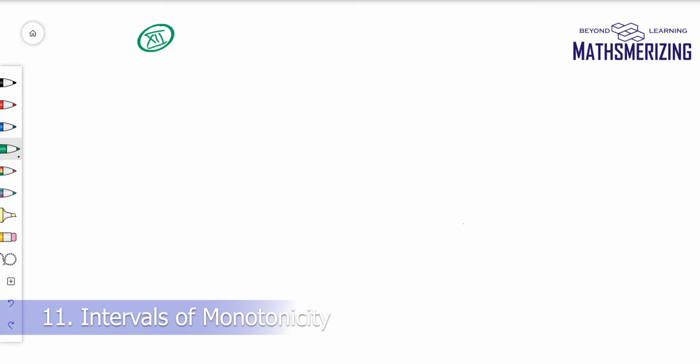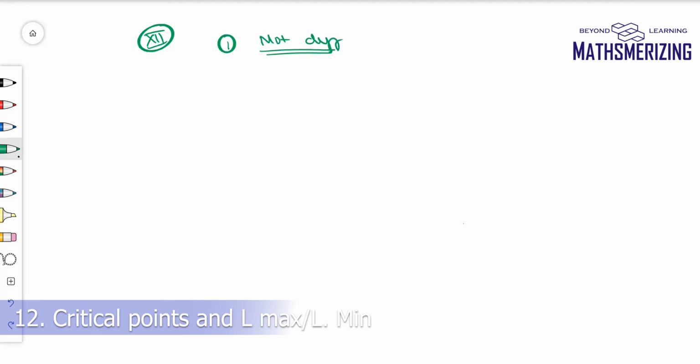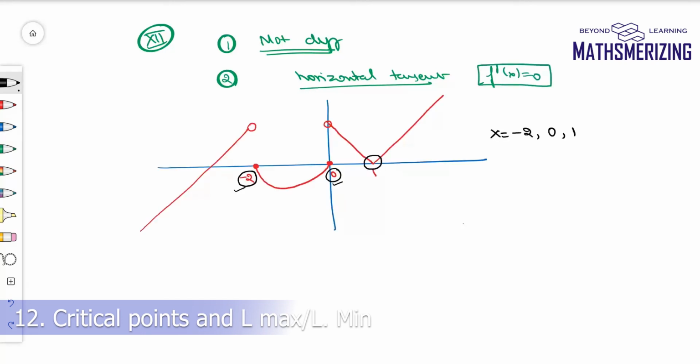Now the 12th thing that we can decide from a graph is its critical points, and from these critical points we can also say whether it is a point of minima or a point of maxima. Now there are two kinds of critical points. First, all the points where the function is not differentiable, and secondly, points where I have a horizontal tangent, that is the points where the derivative is 0. Say for example, this function is not differentiable at x equals -2, x equals 0 and x equals 1. So these are my first set of critical points.